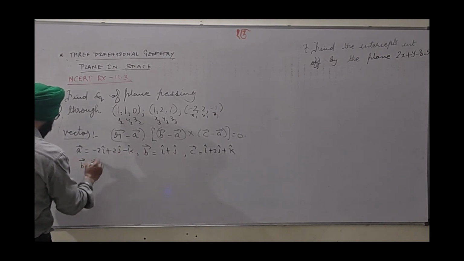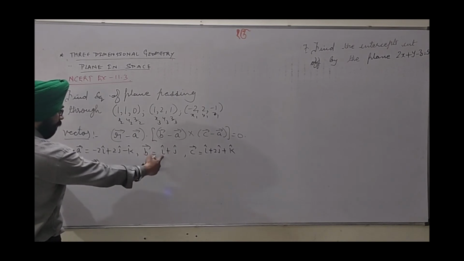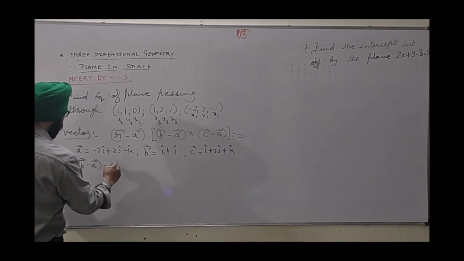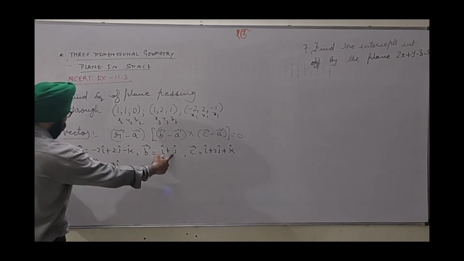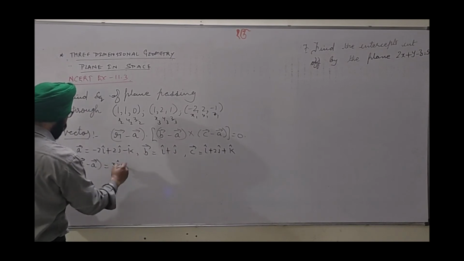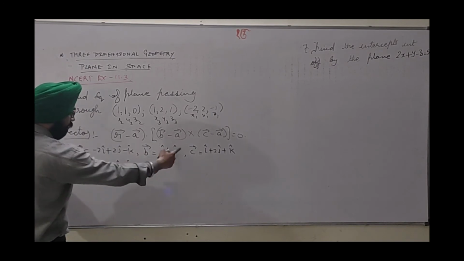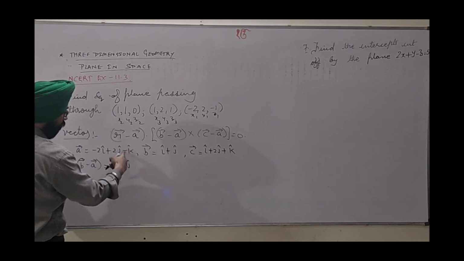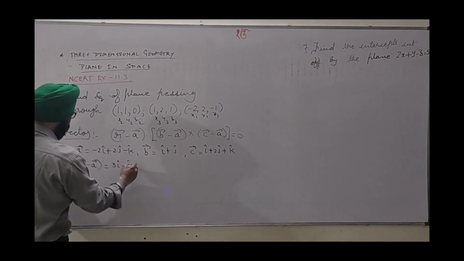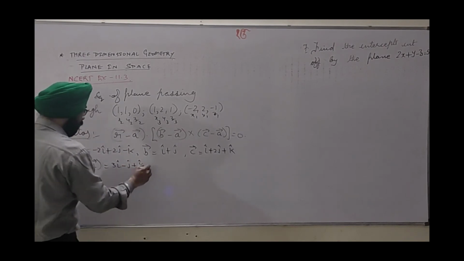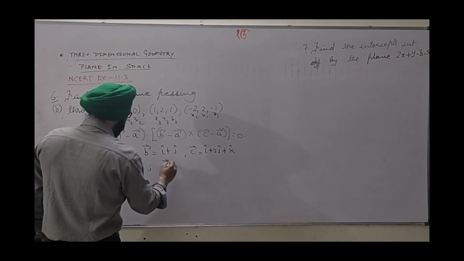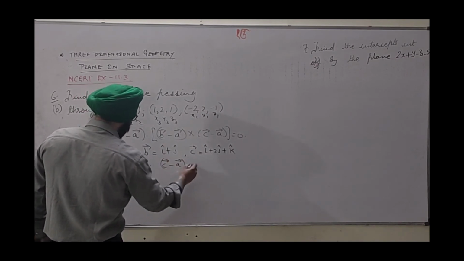Vector B minus A: it is 1 minus minus 2, so it becomes 3i. 1 minus 2 becomes minus j. 0 minus minus 1, so that turns into plus k. Okay, similarly, we can get C minus A by the subtraction.